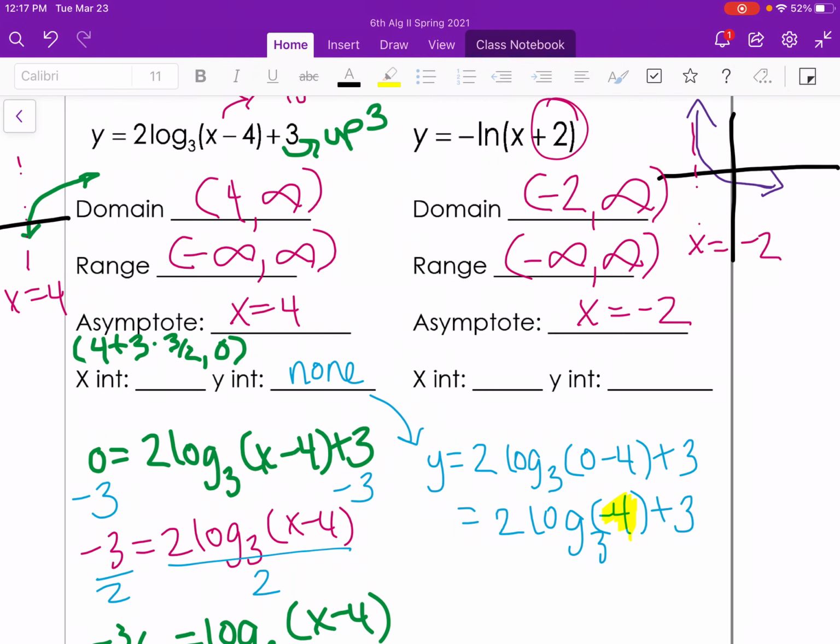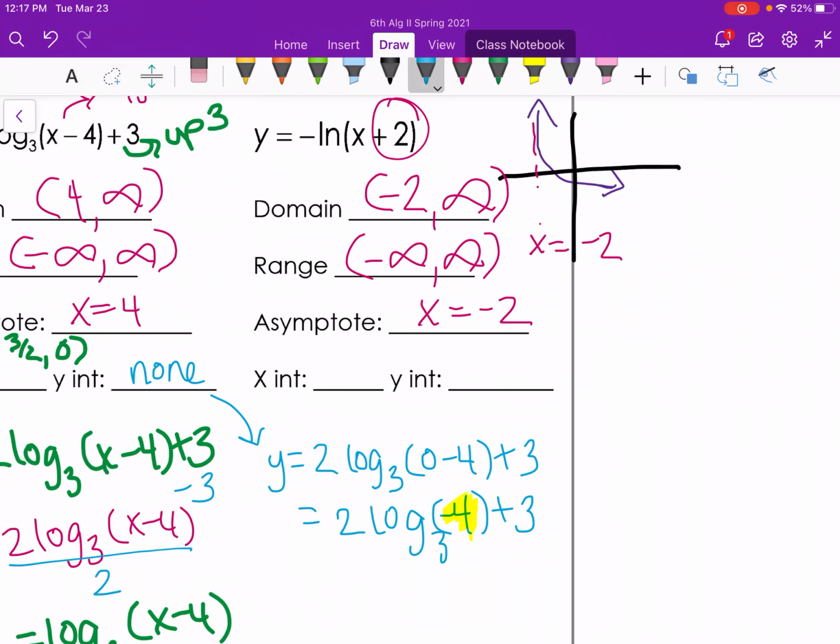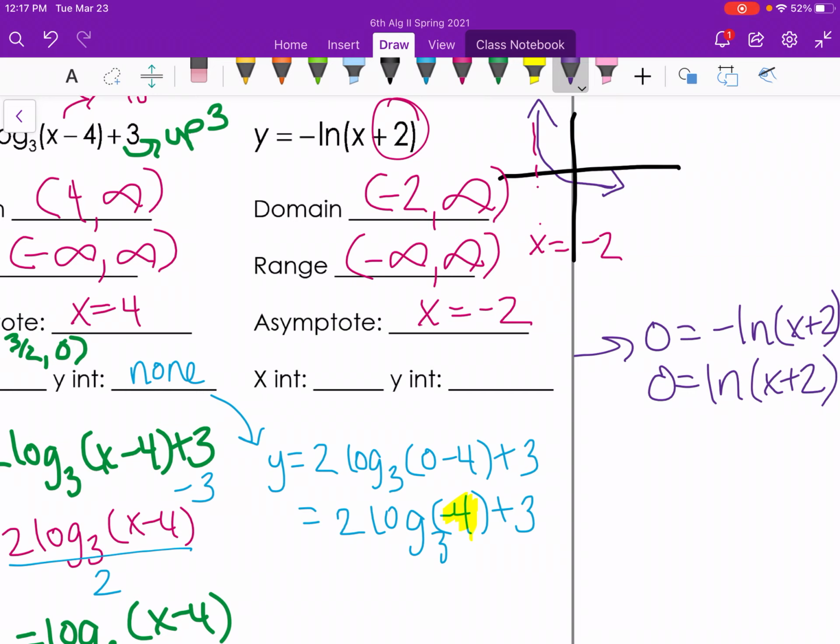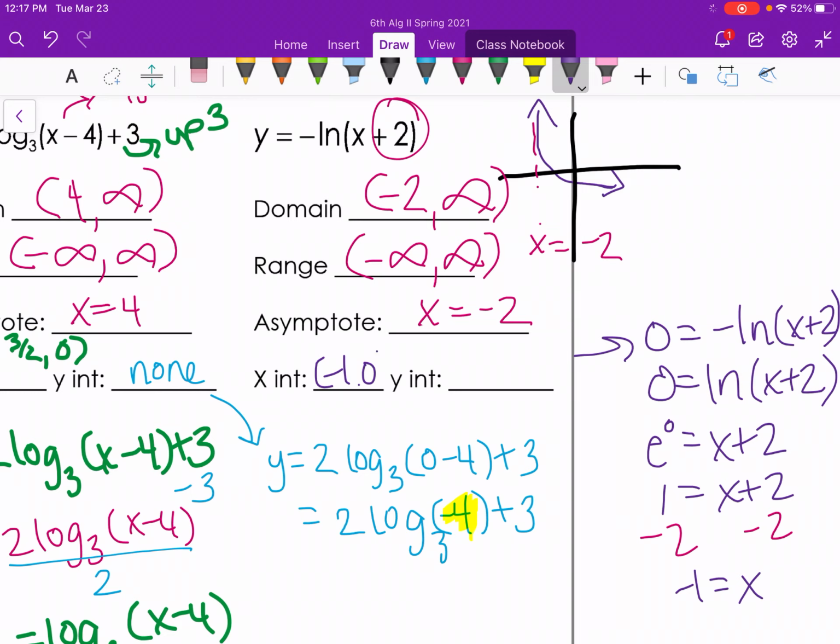And my x-intercept. So if I was going to find my x-intercept, I would say that 0 equals negative natural log of x plus 2. Okay. Divide both sides by negative 1, but 0 divided by negative 1 is just 0. 0 equals the natural log of x plus 2. And I've isolated my logarithm, so I'm going to rewrite it as an exponential. So I've got e to the 0 equals x plus 2, and anything to the 0 power is 1. And then if I subtract 2 from both sides, negative 1 is x. So my x-intercept is at negative 1, 0.